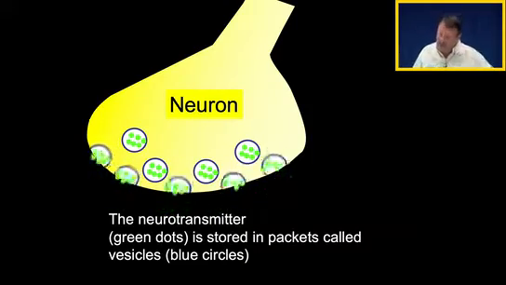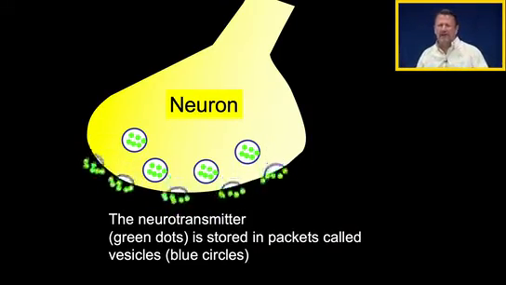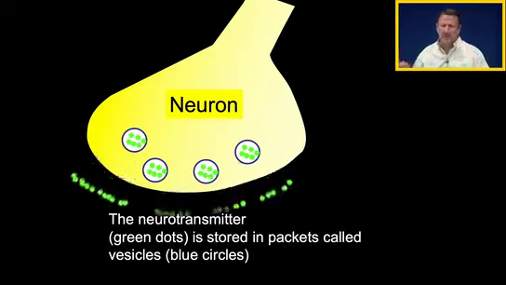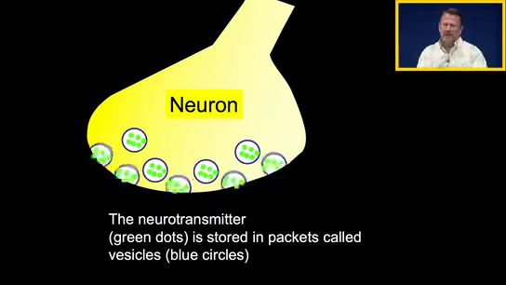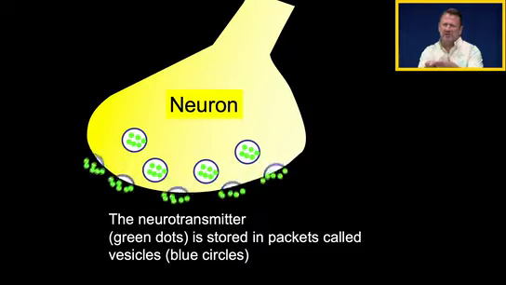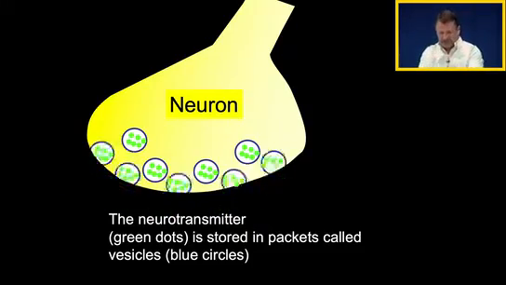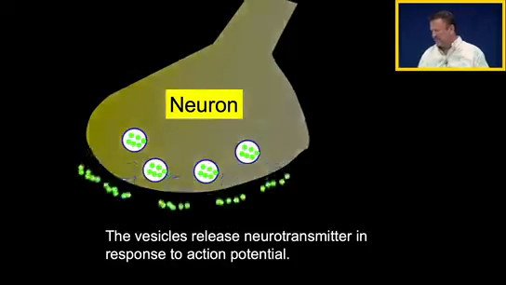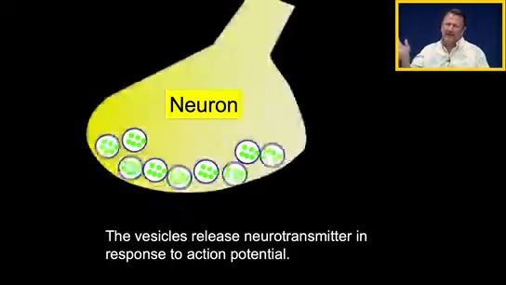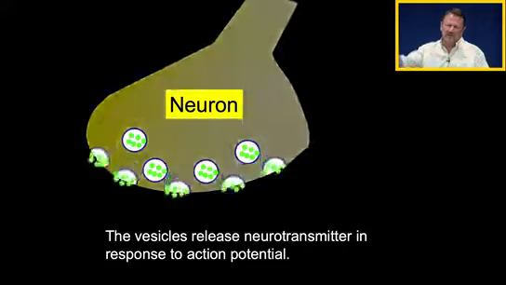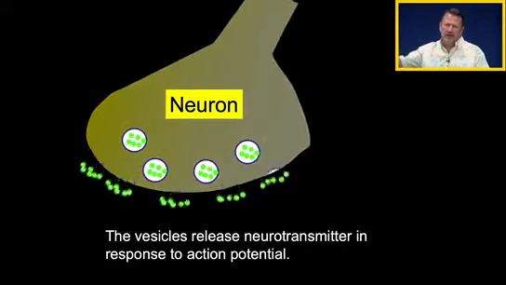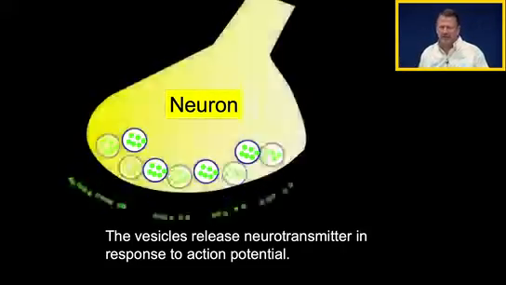This is what I want you to know. The neurotransmitters, the green dots, are stored in packets called vesicles, and those are the blue circles. And again, when the vesicle releases its neurotransmitter, that vesicle ends up being part of the membrane. And it's the action potential that causes this to be released, and so I show that with the flashing neuron being the action potential.